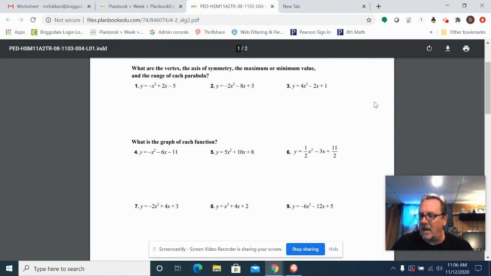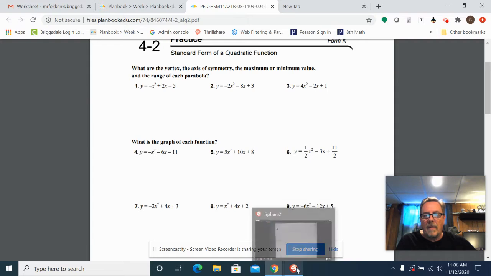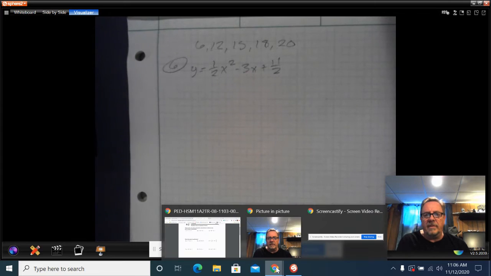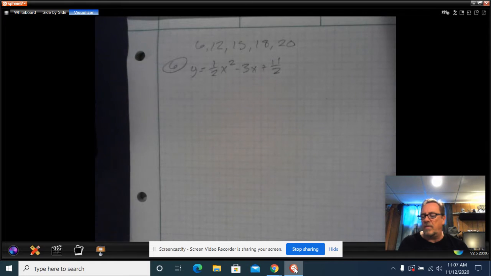Number 6 says that y is equal to 1/2 x squared minus 3x plus 11 halves. So we got this, and what we're supposed to do is, I think, identify the vertex, the axis of symmetry, the maximum or minimum value, and the range. So what we want to do is put this into vertex form if we can.